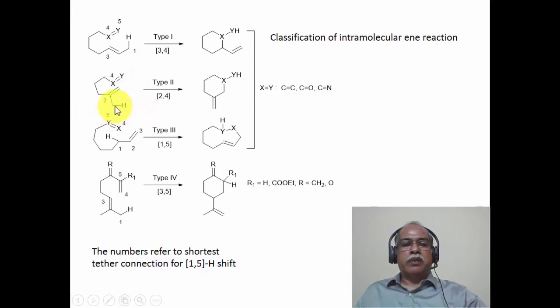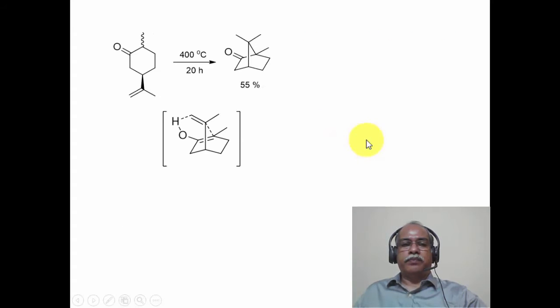The numbering starts from the allylic position, which bears the hydrogen, and ends up at the position where the hydrogen is being transferred during the course of the ene reaction. The shortest route of the tether connectivity for the 1,5 hydrogen shift is what these numbers are essentially indicative of. And here you can have the X=Y group as either olefin, carbonyl, or imine, and so on, which we will see in a minute.